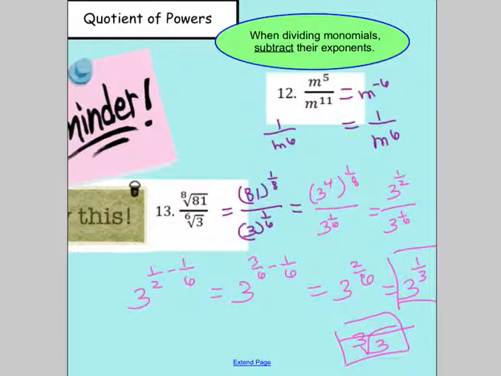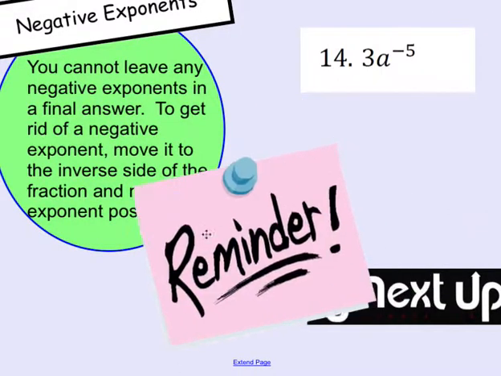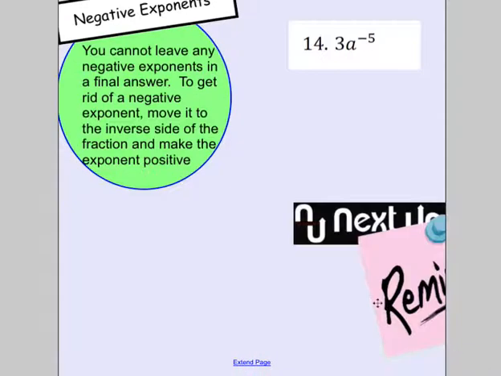Okay. And one last rule that we're going to go ahead and look at. Negative exponents. Just a reminder, you cannot leave negative exponents in the final answer. To get rid of a negative exponent, you move it to the inverse side of the fraction and make the exponent positive. So when it's talking about this inverse side, what it's really talking about is, if you're in the numerator, go to the denominator. If you're in the denominator, move it to the numerator to make it positive.